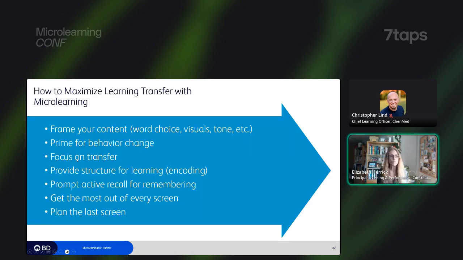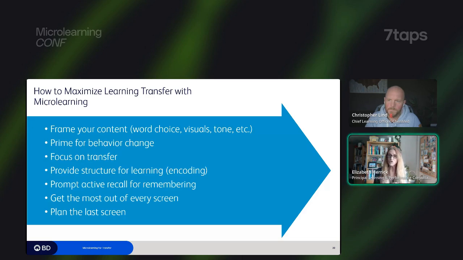So to quickly wrap up, think back to your goal and the situation that you might want to apply this to. And think about how you could carefully frame your content to support achieving your goal with your word choice, your visuals, your tone, etc. Can you use priming for the behavior change that you're looking for as a result of your training, your performance-focused microlearning and training? What could you do to focus on transfer, manager engagement, transfer planning, goal setting, motivation, commitment, and take advantage of all of those?